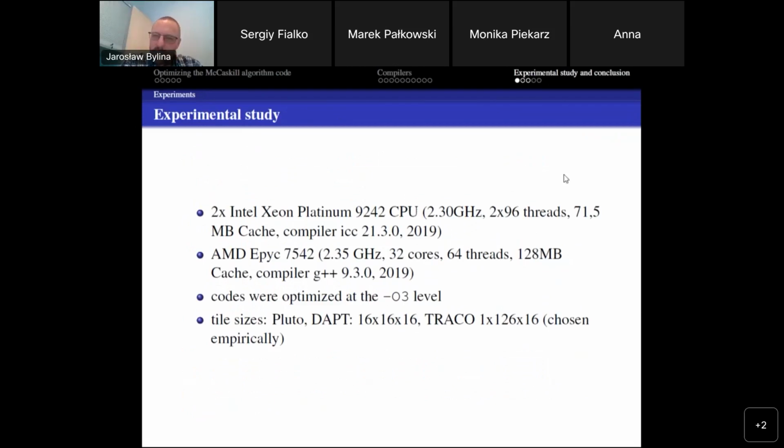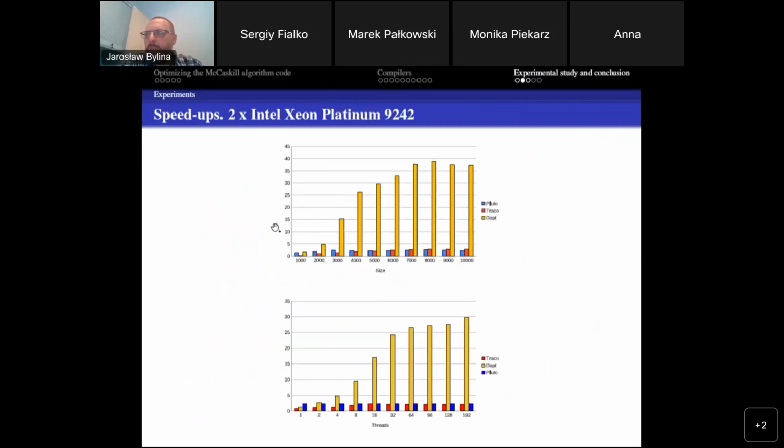We have seen that DAPT behaves very well in comparison to Pluto and TRACO. If I have seen well, okay, yes.